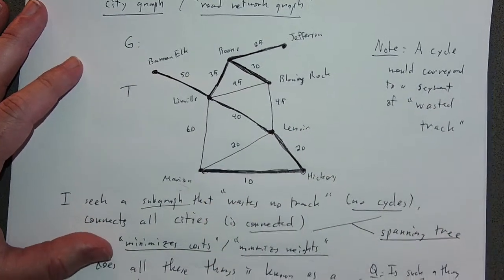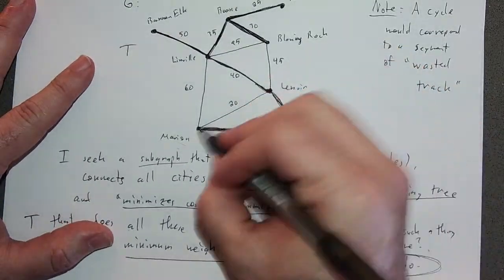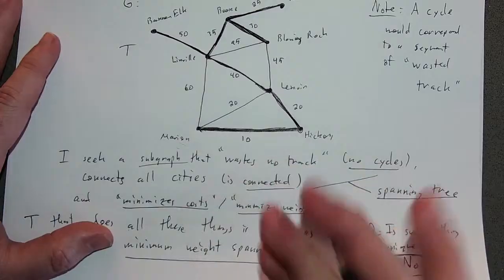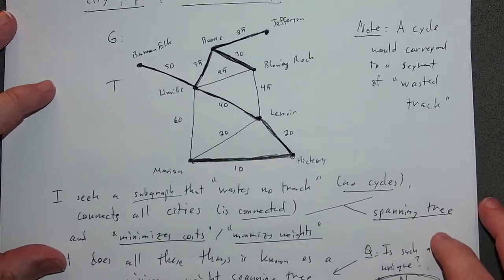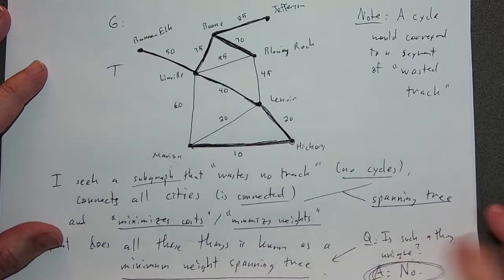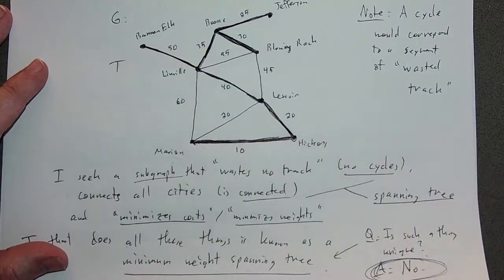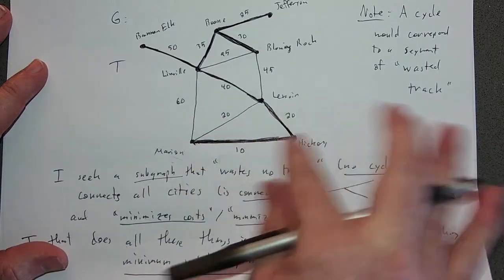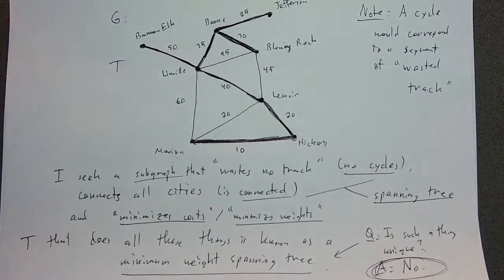So is such a thing unique? The answer is no, because I could have chosen this and not chosen this edge. I would have still ended up with a minimum weight spanning tree. So this does not yield a unique minimum weight spanning tree. They're not unique in that sense. But they are unique up to the weight, right? The sum total weight. So choosing this other thing wouldn't have reduced my weight any further. Wouldn't have increased it either, but it wouldn't have reduced it any further.